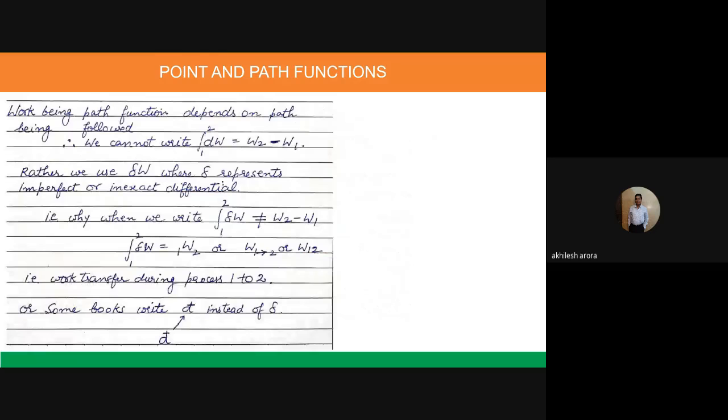Now, when we think about the delta W, I told you I am using delta W is equal to PdV. Why do I use this? Because when I am using delta, delta means it is imperfect differential. So you can see it here. I have written work being a path function depends on the path being followed. We cannot write dw.